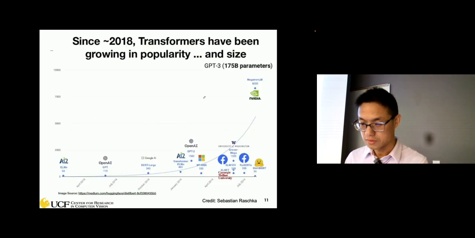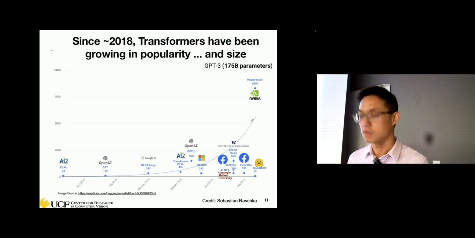Since the invention of the transformer architecture, it has become the default backbone architecture for a lot of large language models. We will see the network gets deeper and the number of parameters gets larger. In CNNs we have millions of parameters, but with these large language models with the transformer architecture, we have billions of parameters, and this curve keeps scaling up.